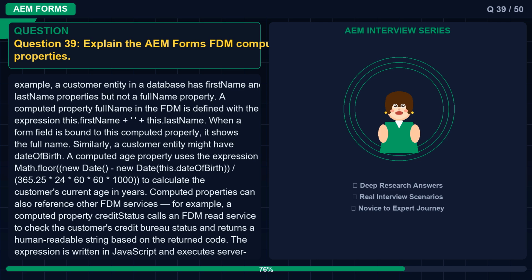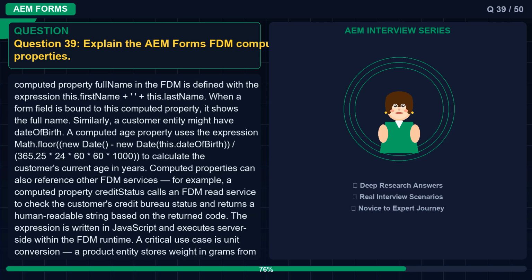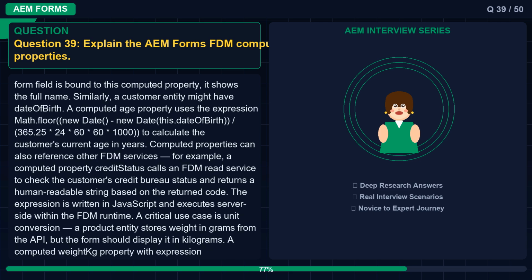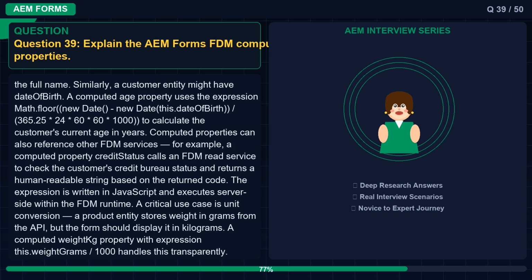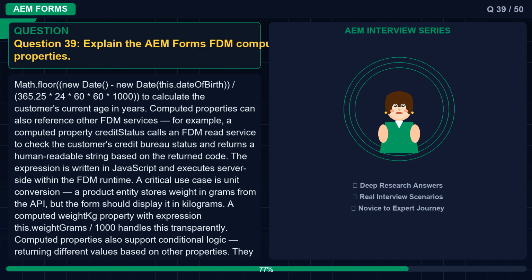Similarly, a customer entity might have date of birth. A computed age property uses the expression Math.floor, new Date minus this.dateOfBirth, divided by 365.25 times 24 times 60 times 60 times 1000, to calculate the customer's current age in years. Computed properties can also reference other FDM services. For example, a computed property credit status calls an FDM read service to check the customer's credit bureau status and returns a human-readable string based on the returned code. The expression is written in JavaScript and executes server-side within the FDM runtime.